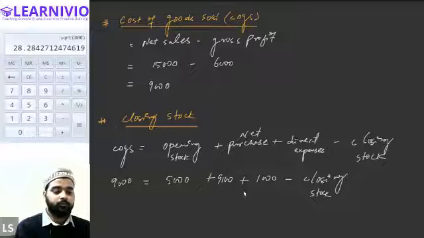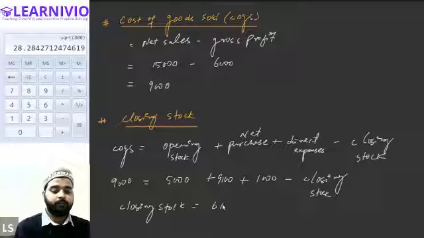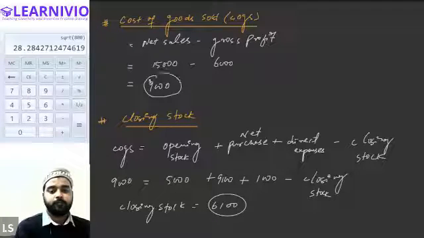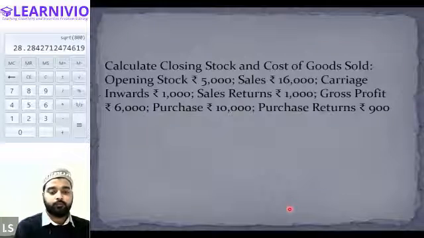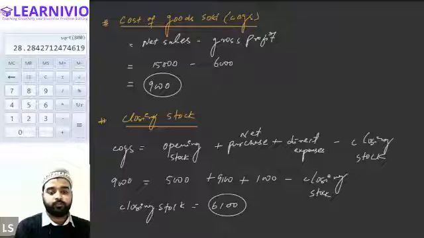Closing stock. The closing stock will be, how much are you getting, Halima? 6,100, no? Yes, 6,100. Okay. So this is how we will solve it. If any one of you is not able to solve this, please take a screenshot. And we are moving forward to the next question.